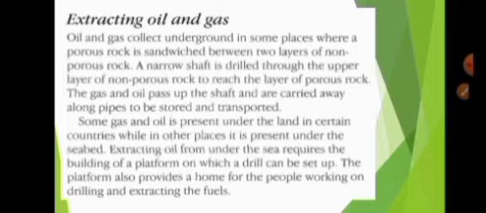Oil and gas collect underground in some places where a porous rock is sandwiched between two layers of non-porous rock. A narrow shaft is drilled through the upper layer of non-porous rock to reach the layer of porous rock. The gas and oil pass up the shaft and are carried away along pipes to be stored and transported.